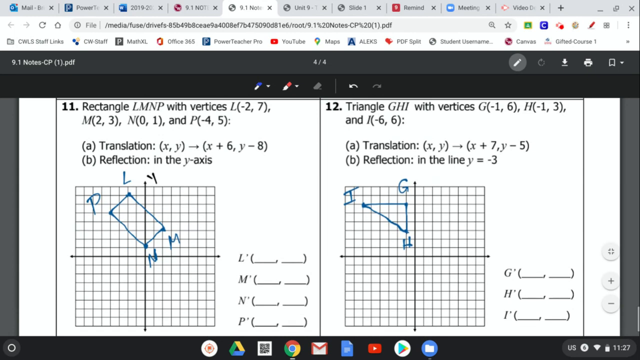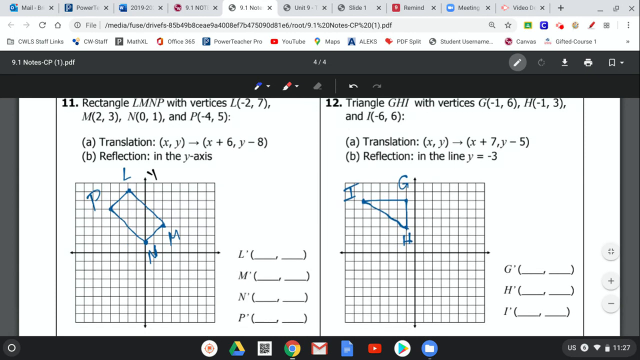Moving on to number 11. Number 11, guys, I want you to do on your own. I will say this about the translation, to help you set it up. We are moving x plus 6, so that's going to be to the right, and y minus 8, so that's going to be down. So you're moving to the right and down.